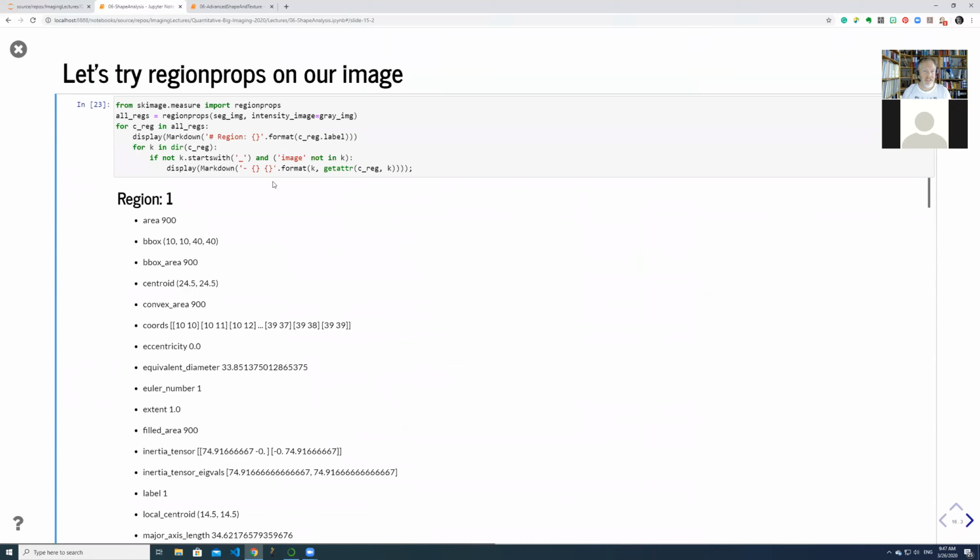So let's look at what we can get from our image. Looking at this car image again, we can see that the area is 900. The bounding box is 10, 10, 40, 40. We have the box area, which is the bounding box area, and is the same in this case. The centroid is located at 24.5, both. And then you can see all these different values, some more or less complex than the others.